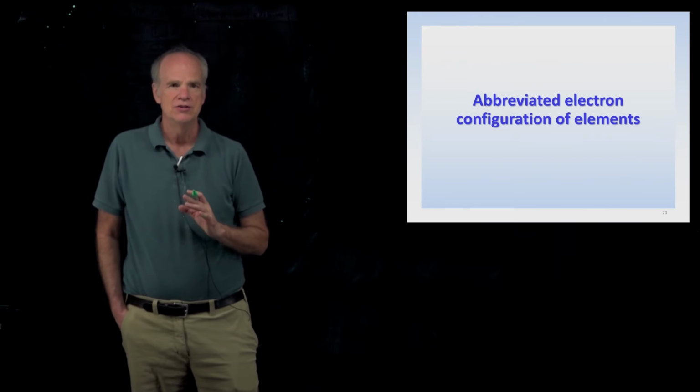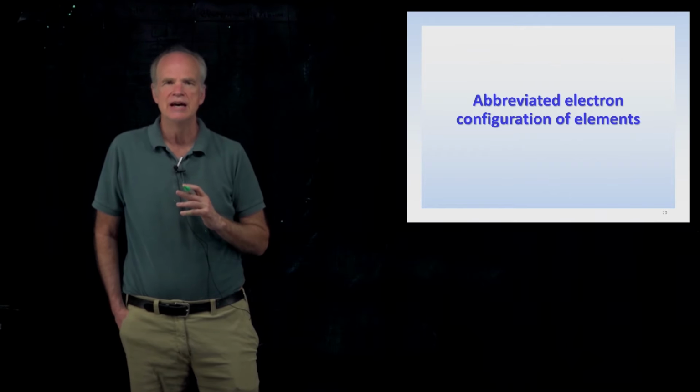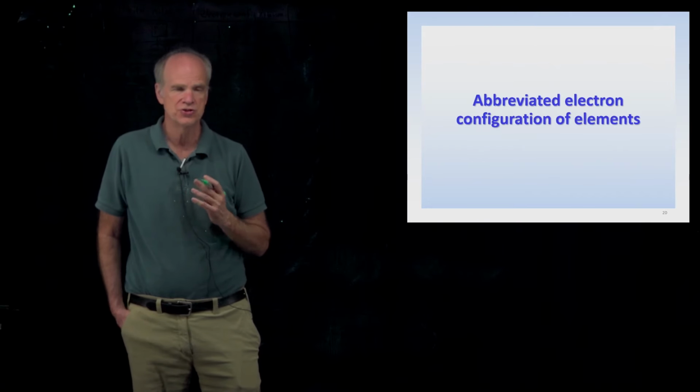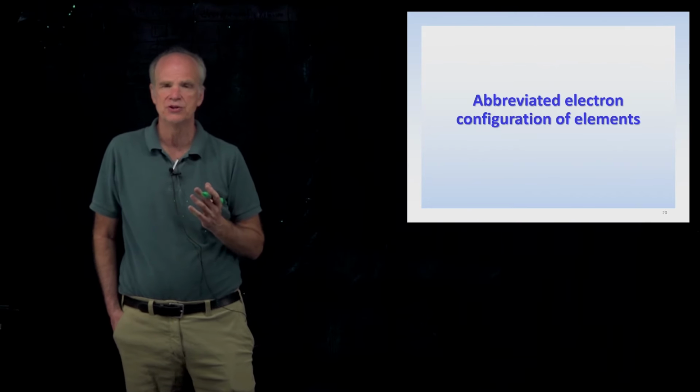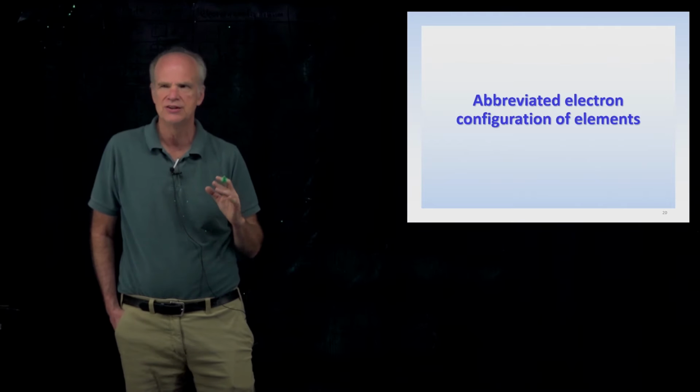In the previous video, I talked about how to figure out the electron configuration of an atom. Now what I need to do is show you an abbreviated or shorthand form for this electron configuration. Let me give you a quick idea of what we're looking into next.